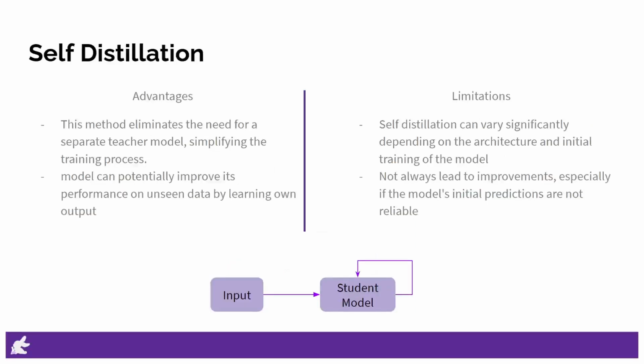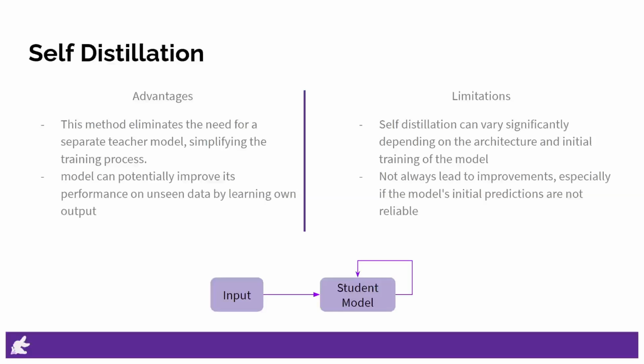Self-distillation is a unique approach where the student model learns from its own predictions. In this method, the model is trained in a way that it uses its own outputs as soft labels for further training. This method eliminates the need for a separate teacher model, simplifying the training process. By learning from its own outputs, the model can potentially improve its performance on unseen data.